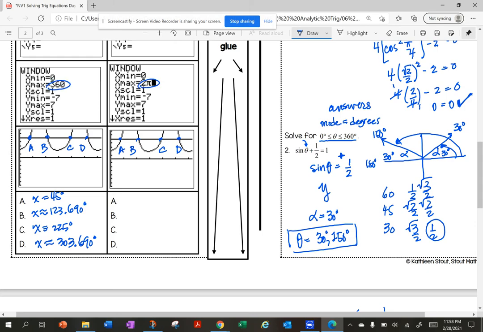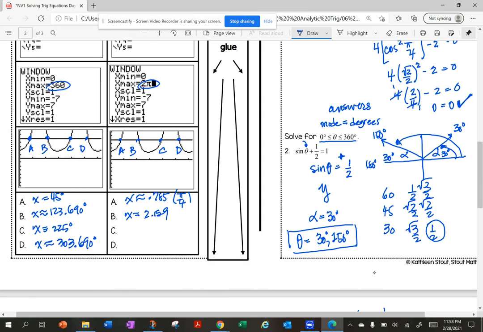When I change my settings to radians, A is x approximately 0.785, which is pi over 4. B is at x equals 2.159. C is x equal to 3.927, which is 5 pi over 4. And D is at x equals approximately 5.300.